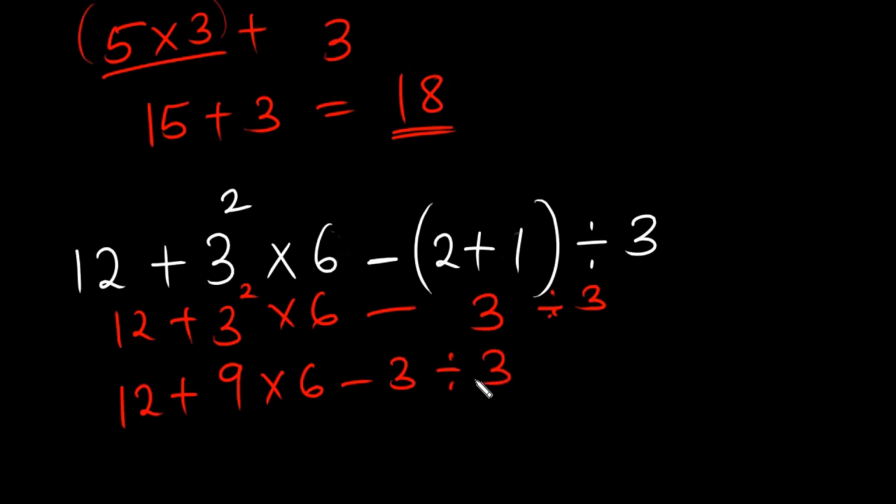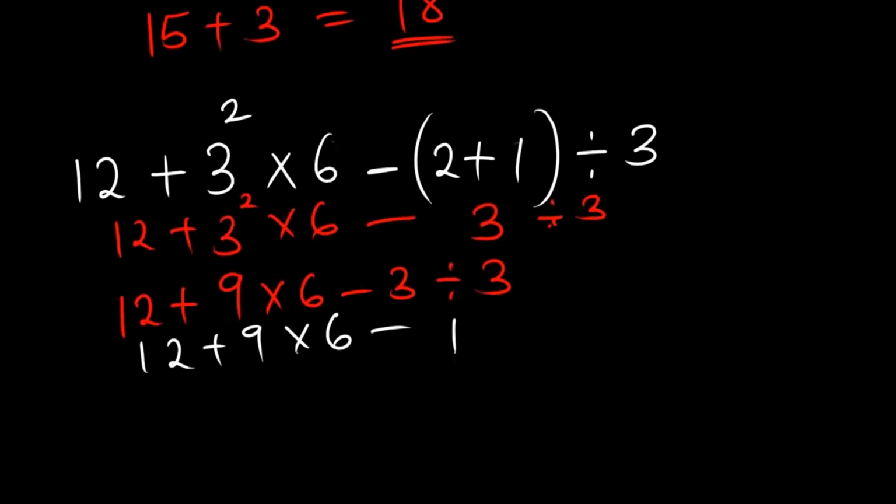So let's move on to the next operation, which is division. So division, here we have to divide 3 by 3. So 3 divided by 3 is just 1. So we can replace that operation with 1. And now our new operation is going to be 12 plus 9 times 6 minus 1. So you can see our problem is becoming smaller as we move each step.